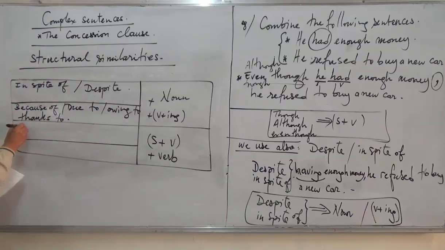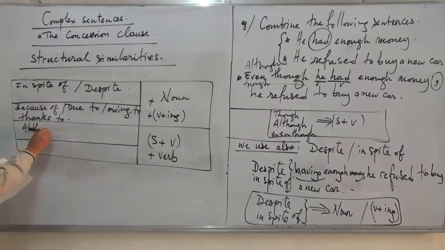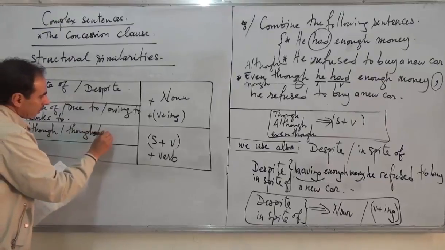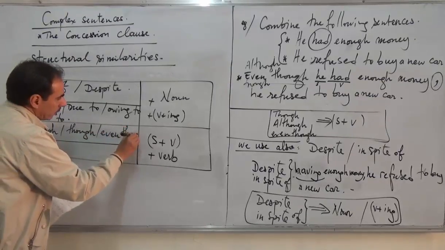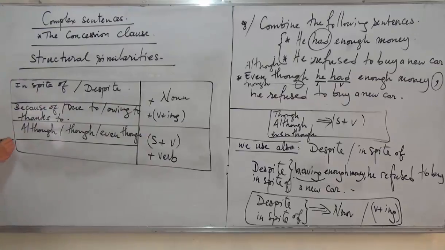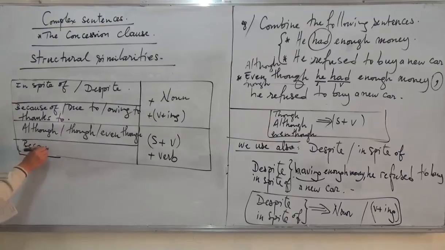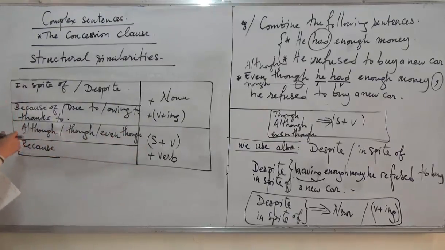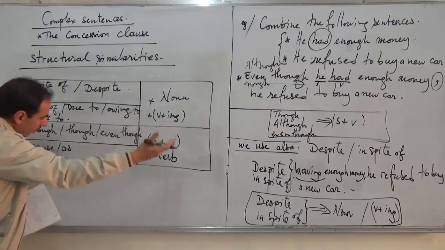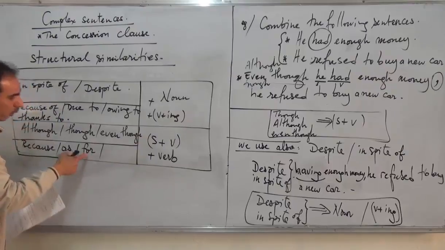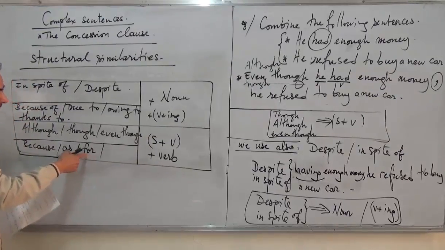Here we have although, though, and even though, for example. For the other types of complex sentences or for the other types of clauses, for example, the cause clause, we use because plus subject plus verb, as subject plus verb, for subject plus verb. For here is a connecting word, not a preposition.